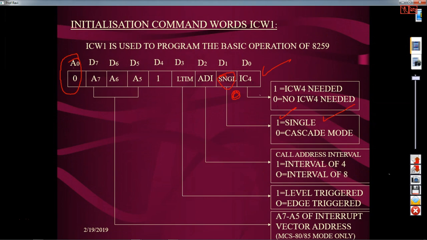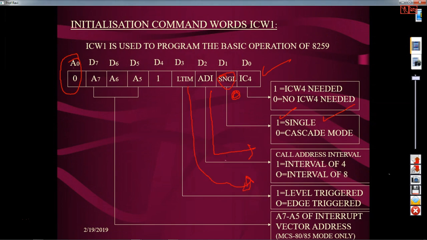Then if it is needed, then make it 1. We'll see whether IC4, that is ICW4, the initialization command word, is needed or not. Then the next one is the ADI bit. If it is 1, then the call address interval is 4. If it is 0, then the interval is 8. So this is ADI.